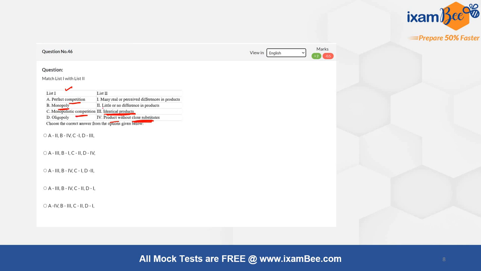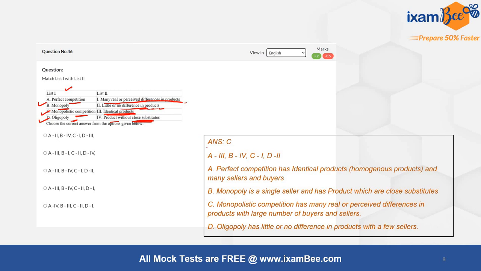So there are heterogeneous products, but the products have close substitutes with each other. Then monopolistic competition has the feature that it has many real or perceived differences in products, that is, products are heterogeneous. And oligopoly has little or no differences in the products. It could either be homogeneous or with some little difference. So oligopoly is a market structure where there are few sellers. Monopolistic competition is a market structure where there are a large number of buyers and sellers. Monopoly is the single seller of the market. Hence the right answer would be A matches with 3, B matches with 4, C matches with 1, and D would match with 2. So the right answer is option C.